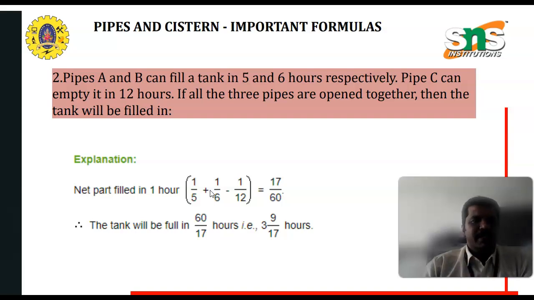Now we are going to see the second problem. Pipes A and B can fill a tank in 5 and 6 hours respectively. Pipe C can empty it in 12 hours. If all three pipes are opened together, the tank will be filled in? Net part filled in 1 hour is 1 by 5 plus 1 by 6 minus 1 by 12, which is equal to 17 divided by 60. Therefore, the tank will be full in 60 divided by 17 hours, that is 3 and 9 by 17 hours.